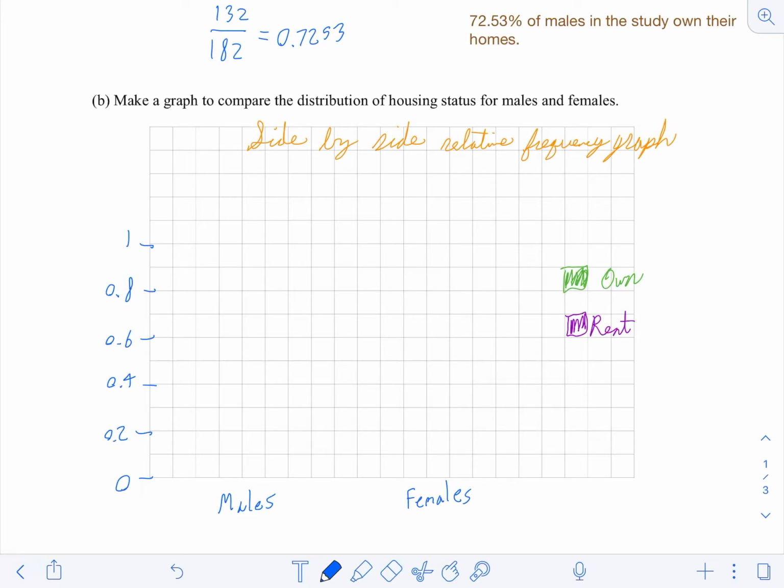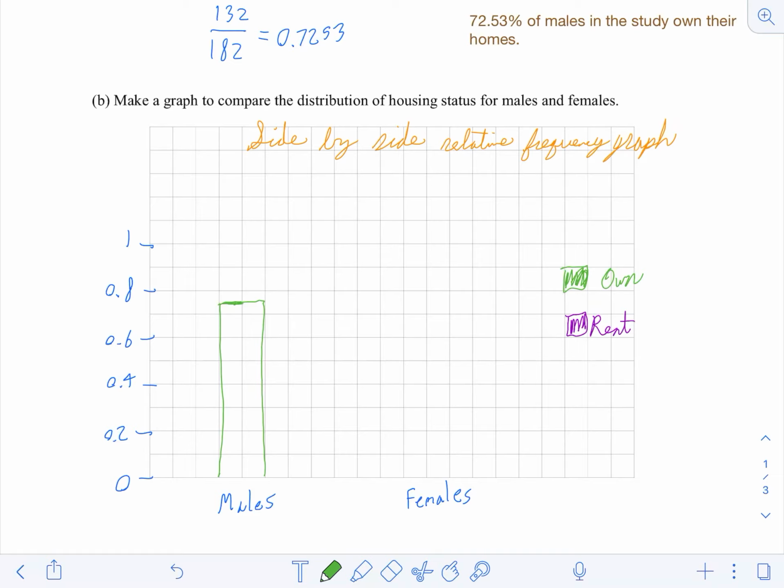All right, so males, females, own, rent. We're looking for the percent of males that own, the percent of males that rent. And what's nice is if you already got one, you got the other as well, because the remainder of them have to be renting if you know who owns their home. So for males who own their homes, we are at 72%, which gets right about here. So I'm going to go with 2 bars, go straight down there. That's the percent of males who own their home.